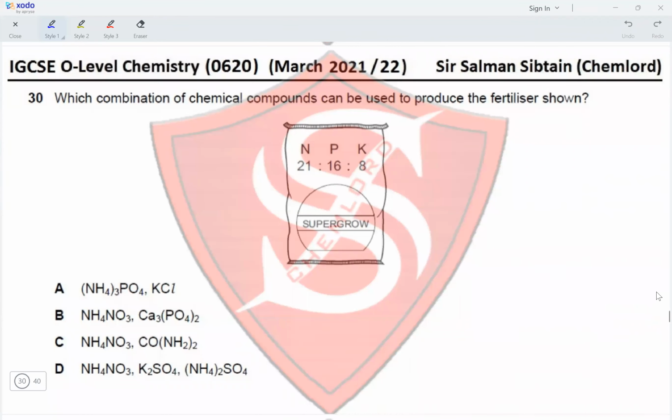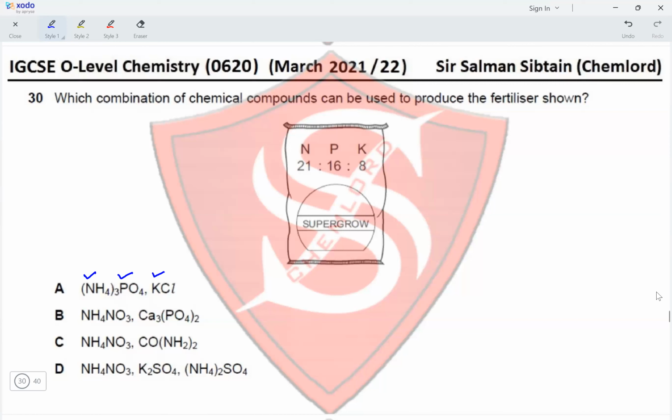Question 30. Which combination of chemical compounds can be used to produce a fertilizer shown? So the fertilizer has a ratio of nitrogen to phosphorus to potassium of 21, 16, and 8. So basically nitrogen, phosphorus, and potassium must be present, NPK components of fertilizers, which are essential for plant growth. So in option A, we've got nitrogen, we've got phosphorus, we've got potassium. So all three are present in A.